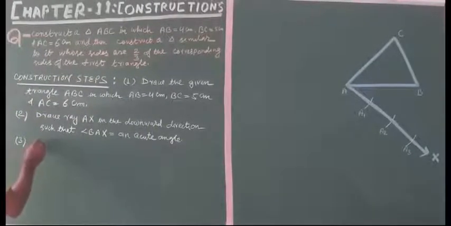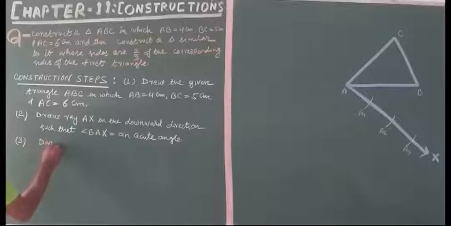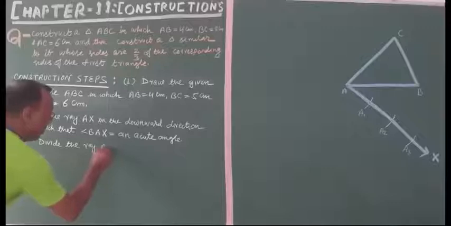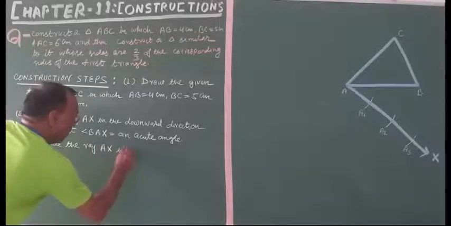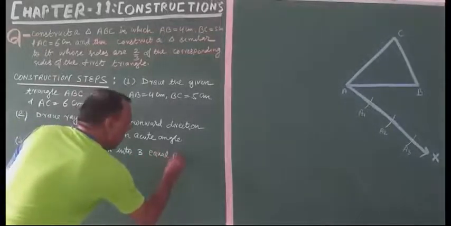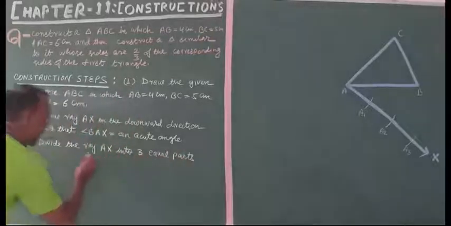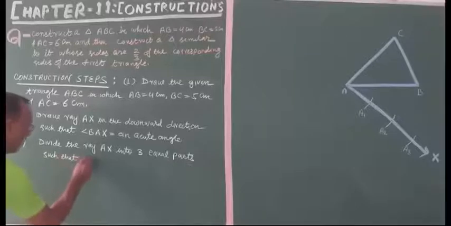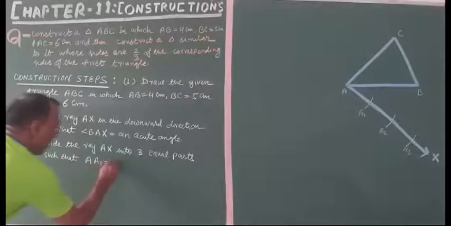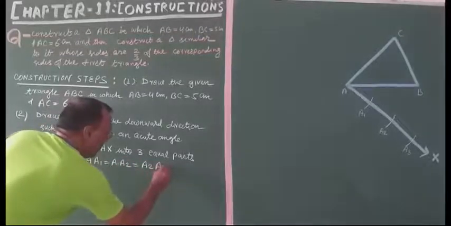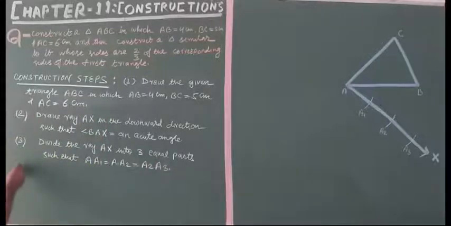Third step, divide the ray AX into 3 equal parts such that A1 is equal to A1, A2 is equal to A2, A3.